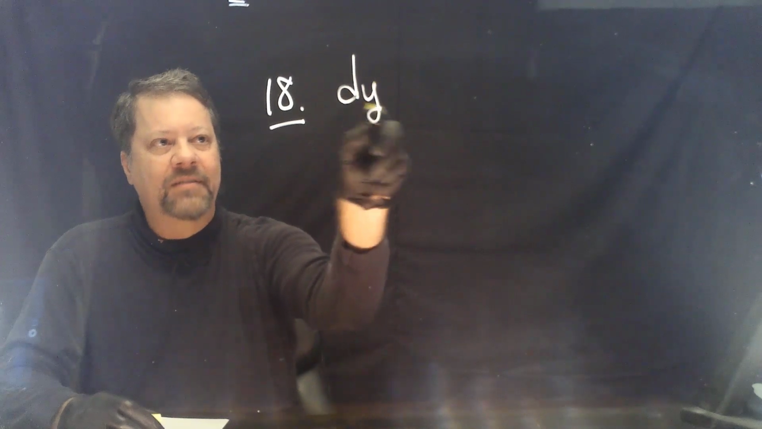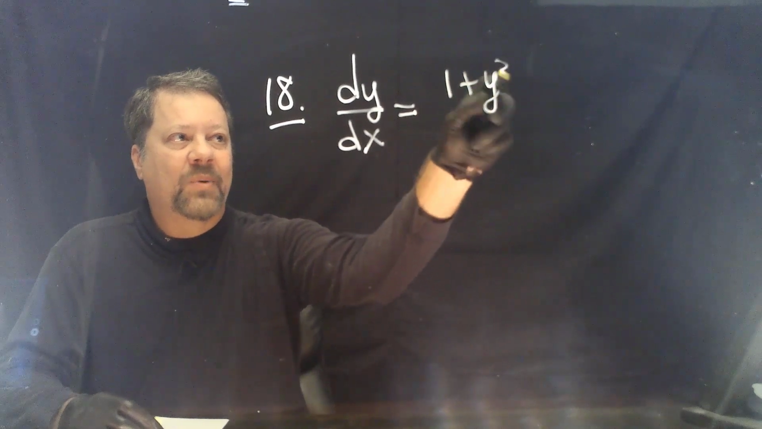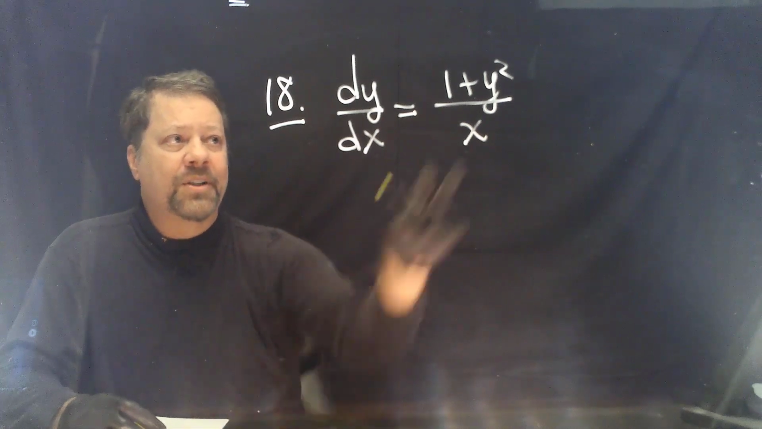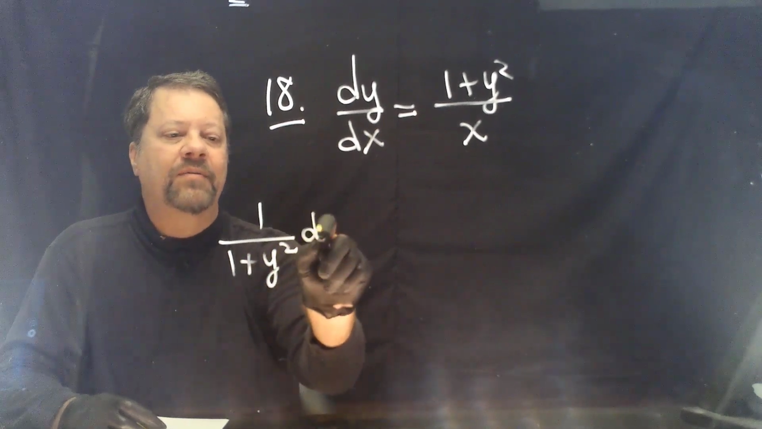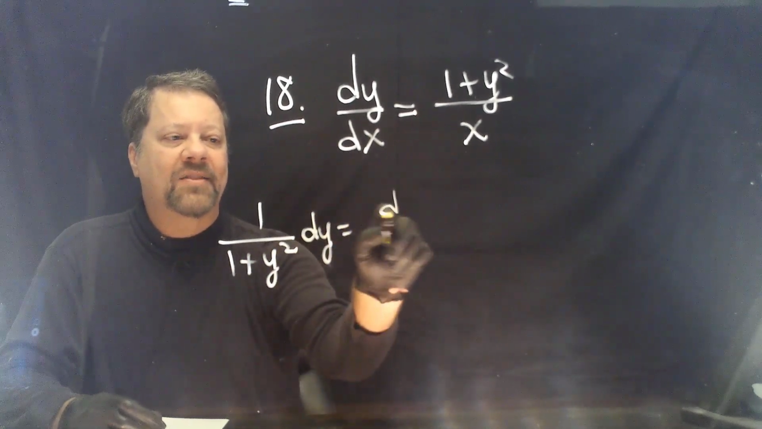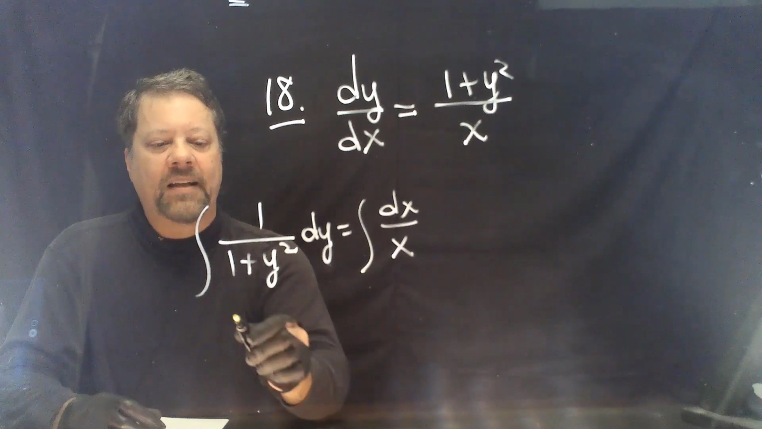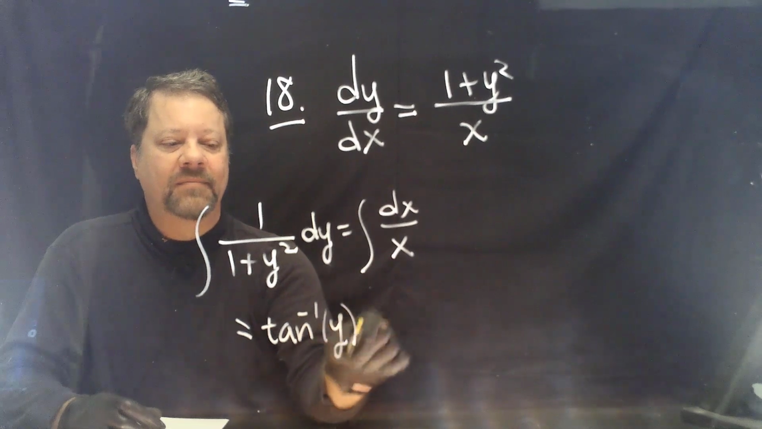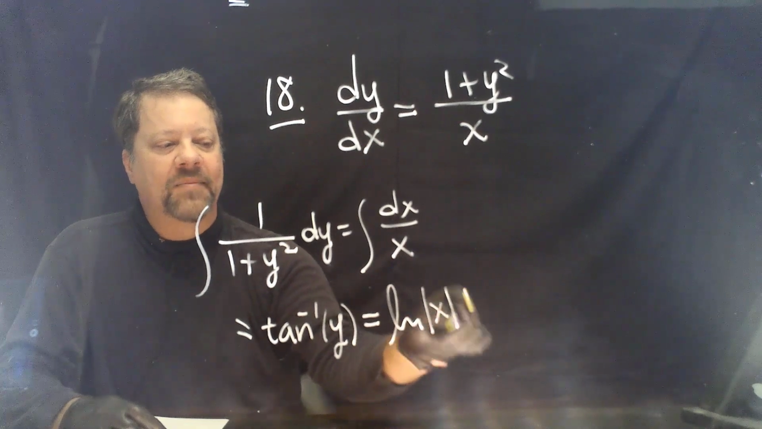On problem 18, we're solving a simple differential equation. dy dx is 1 plus y squared over x. We can separate the variables by dividing the 1 plus y squared over and multiplying the dx over, and then integrating. On the left-hand side, you get the arctangent of y. And on the right-hand side, ln absolute value of x.